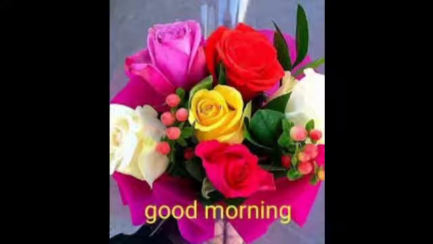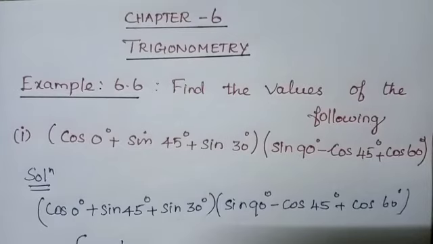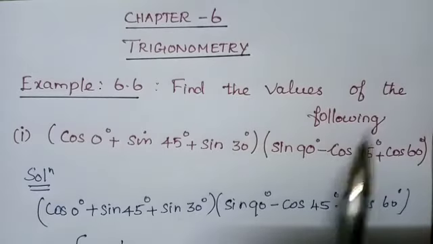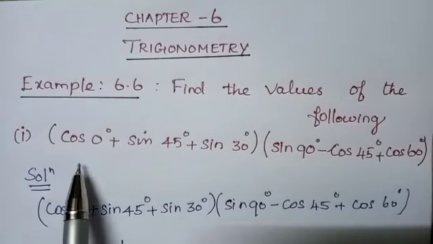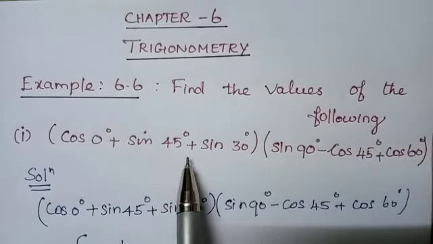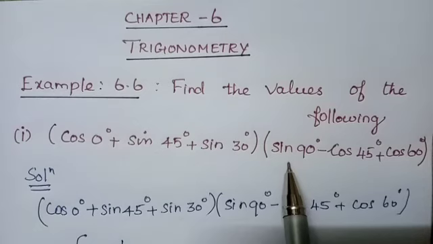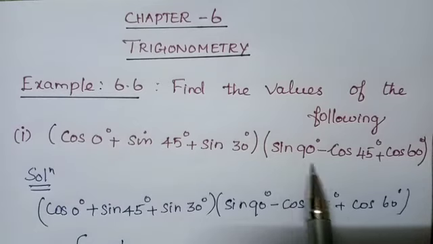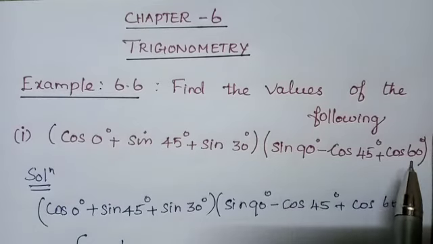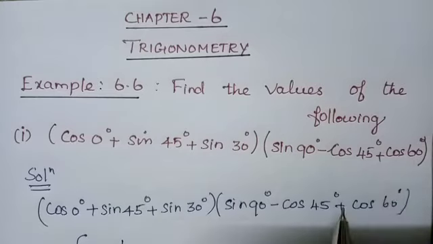Back to Maths class. Chapter 6 Trigonometry. Now we are going to see example 6.6. Find the value of the following. The question is cos 0 degree plus sin 45 degree plus sin 30 degree into sin 90 degree minus cos 45 degree plus cos 60 degree. Now we can write the value of the angles.